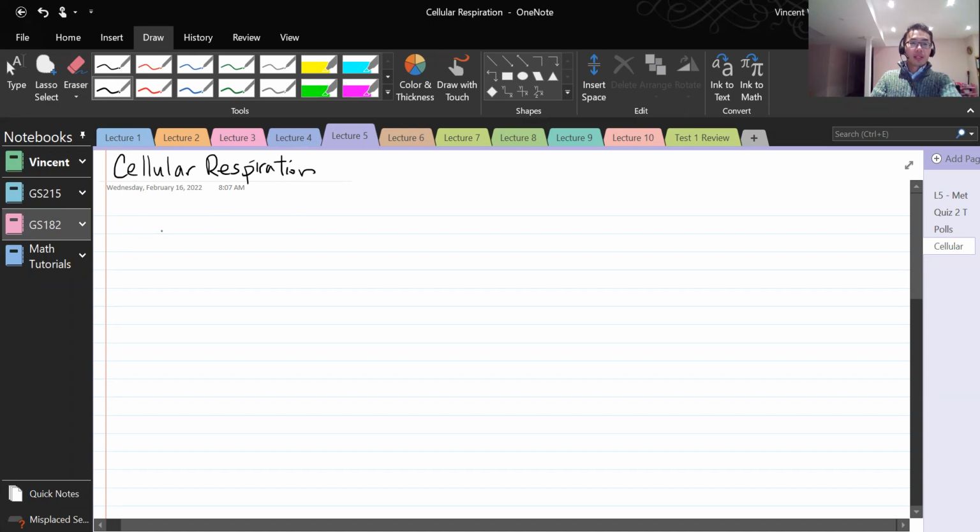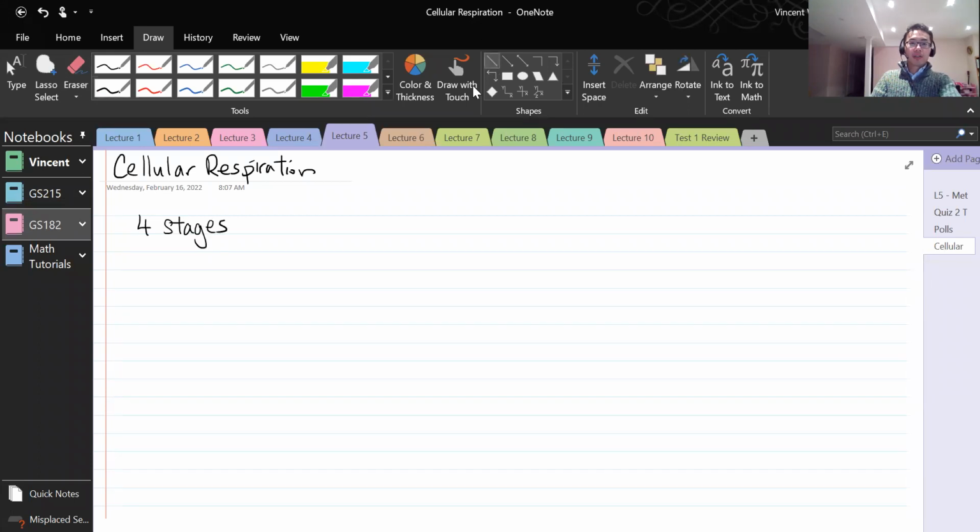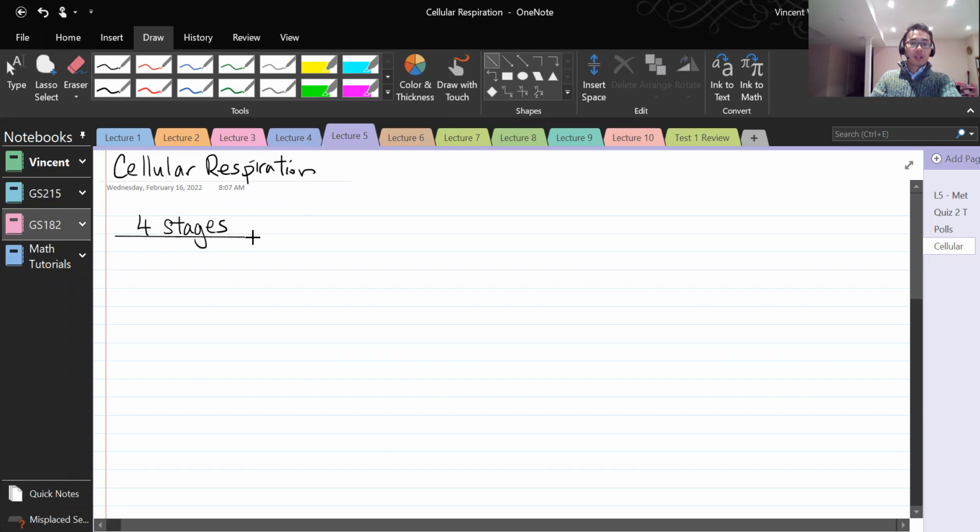Okay, so cellular respiration has 4 stages, right? Can you guys type it out for me? 4 stages in the chat box. What are the 4 stages of cellular respiration?